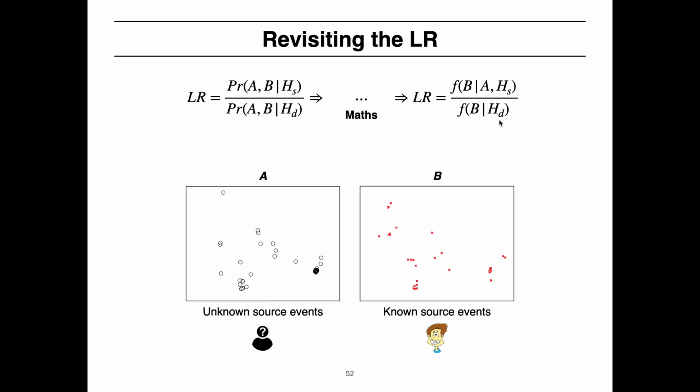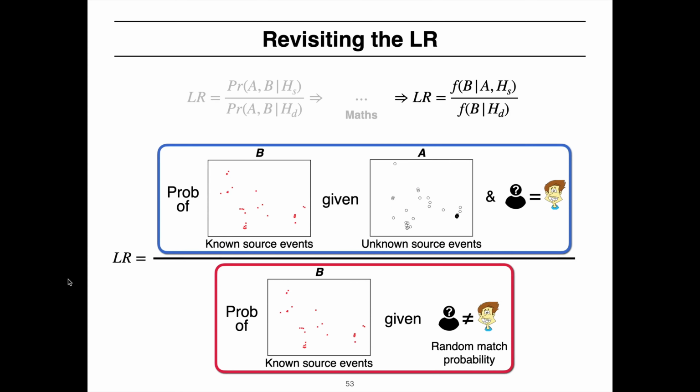And I think it's just easier to look at this through examples and images. So let's look at that. The likelihood ratio can be written as the probability of observing the known source events B, right? So the locations of these red X's, given the locations of the unknown source events A, so these black circles, and assuming that the person who generated the events in A is the same as the person who generated the events in B. Okay, then the denominator of the likelihood ratio is just going to be the probability of observing the known source events B, these red X's, assuming that it was generated from someone else than the person who generated A.